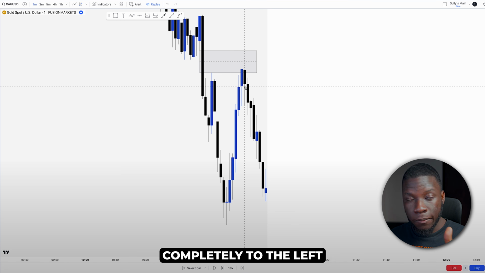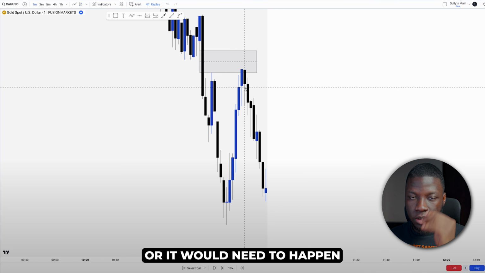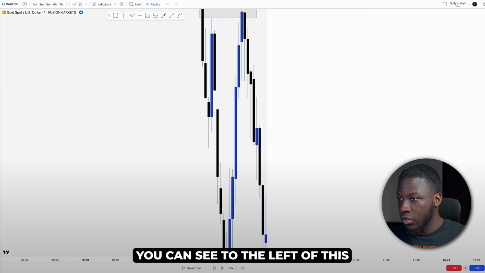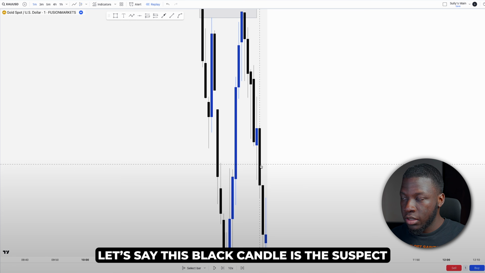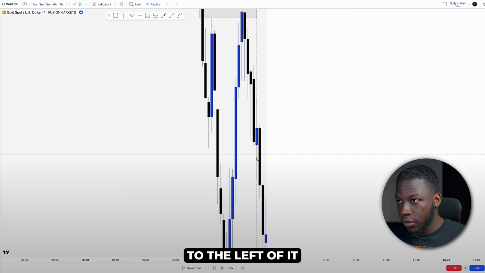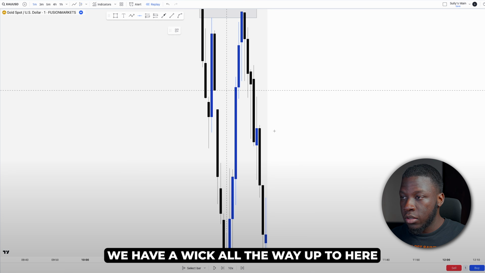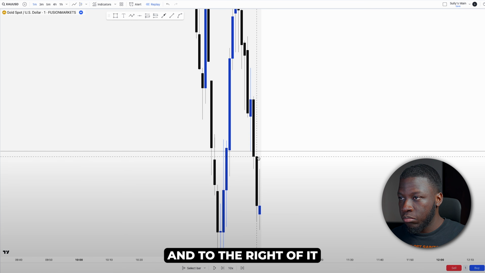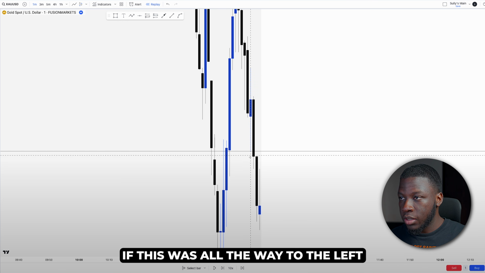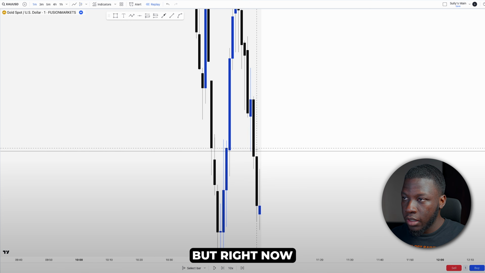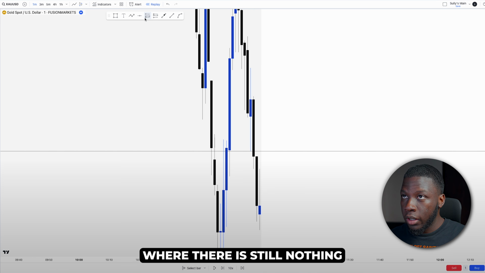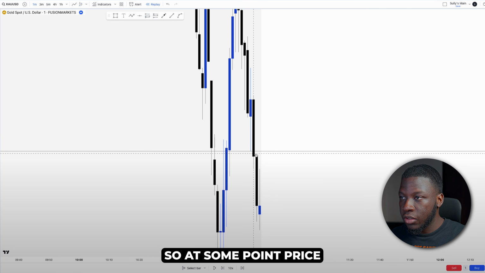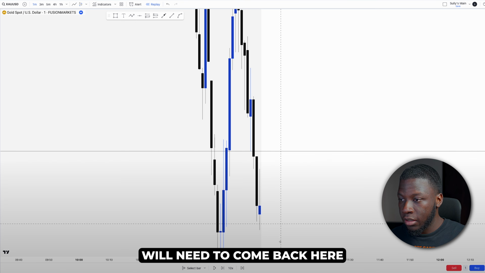And there either needs to be a wick completely to the left, or it will need to happen to the right of it. In this case, you can see to the left of this, let's say this black candle is a suspect. To the left of it, we have a wick all the way up till here. And to the right of it, there's nothing. If this was all the way to the left, all the way down here, then it would have been filled. But right now we have this space right here where there is still nothing. So at some point, price will need to come back here to fill the gap.